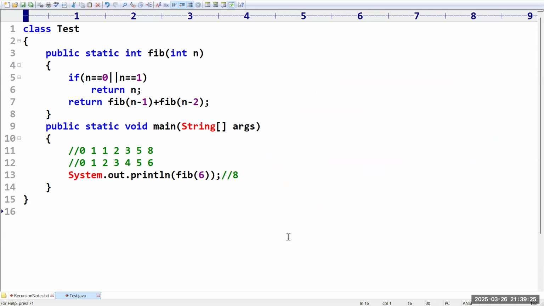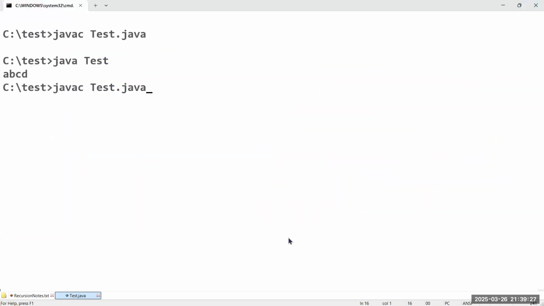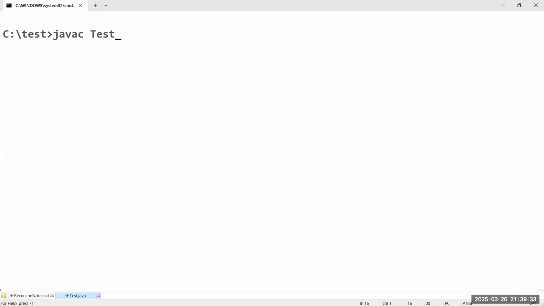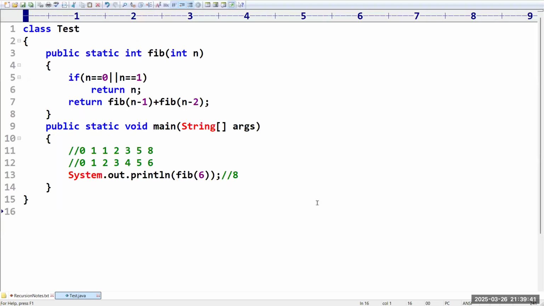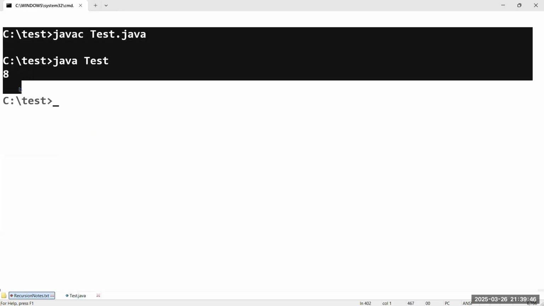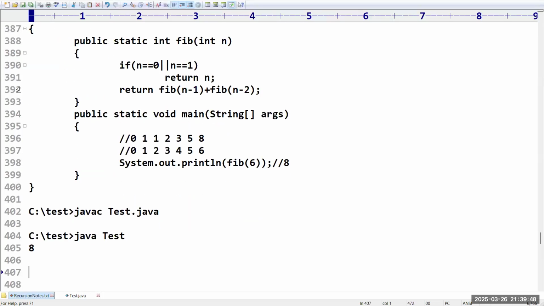Let us execute and check whether 8 is really coming or not. javac Test.java. The program compiles. Then java Test. You can see the output we are getting is 8. Perfectly it is working. Is everyone feeling comfortable up to this? Any queries? No, sir.